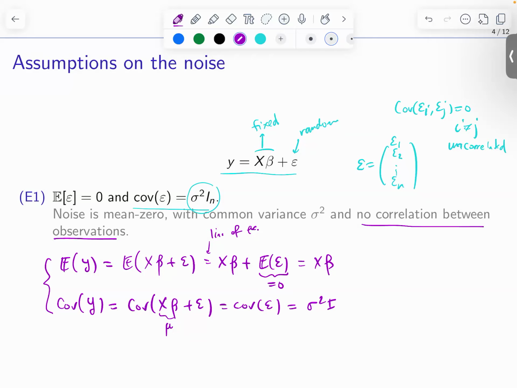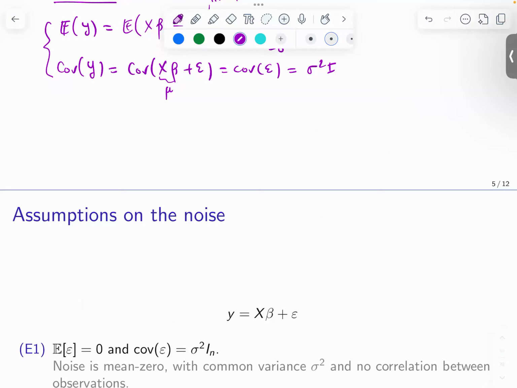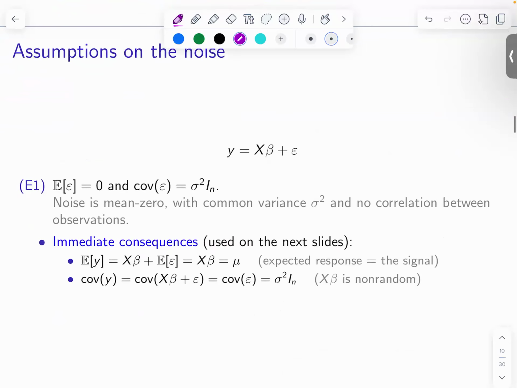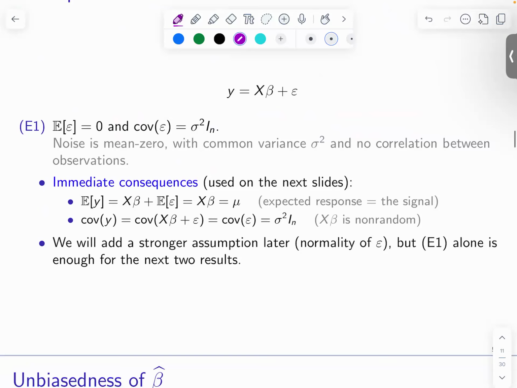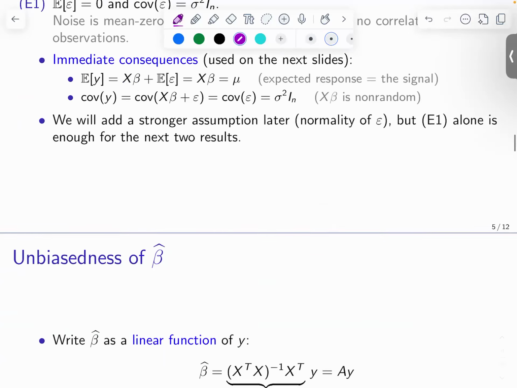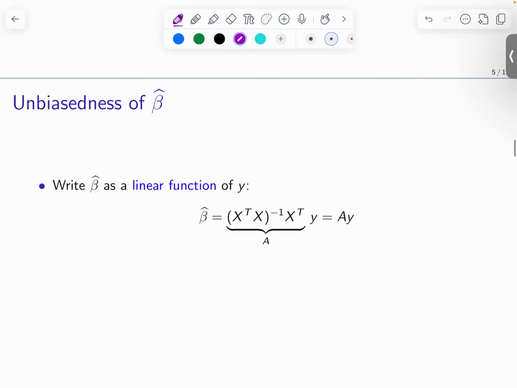If you want, you can go write down the definition and you should get the same thing. That's always a good idea if you don't remember properties. Just remember these basic properties. We'll add a stronger assumption later about the normality of epsilon, but for now, this E1 is going to be enough. So we're going to do the next two results based on this simple assumption about the expectation and covariance of the noise. So first, beta hat is a linear function of y.